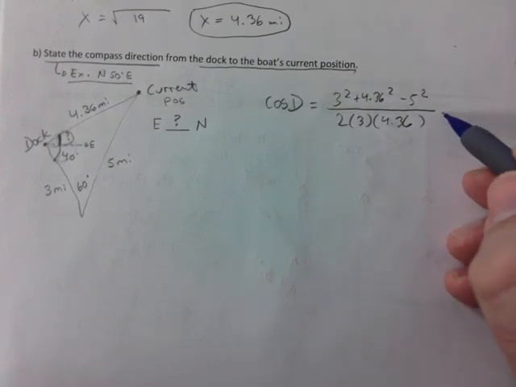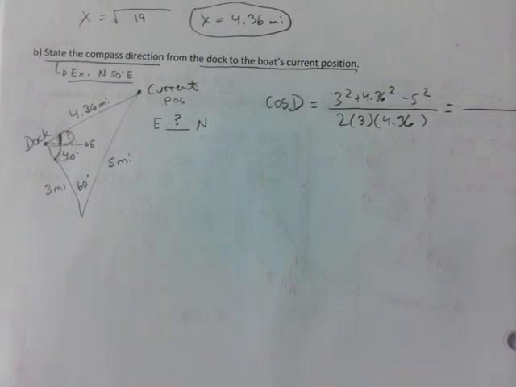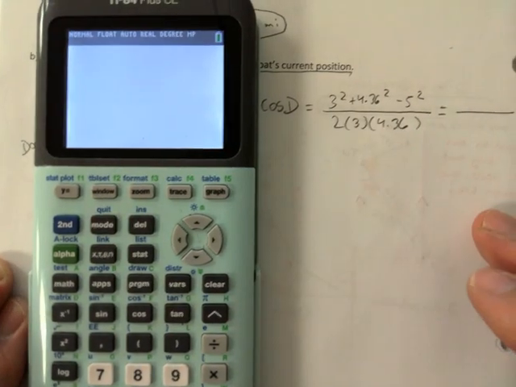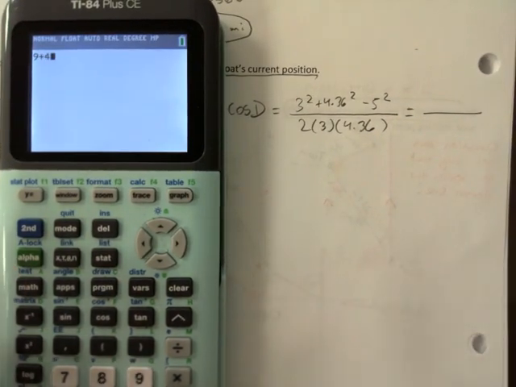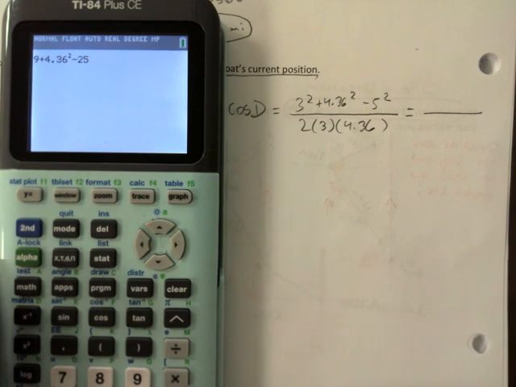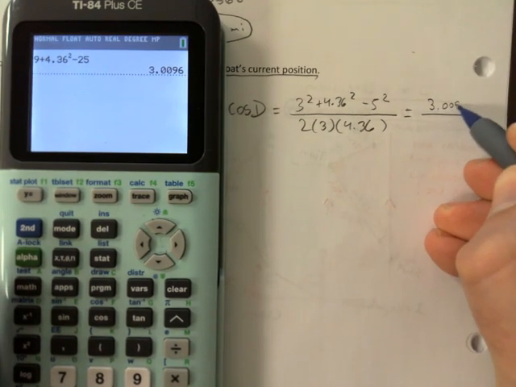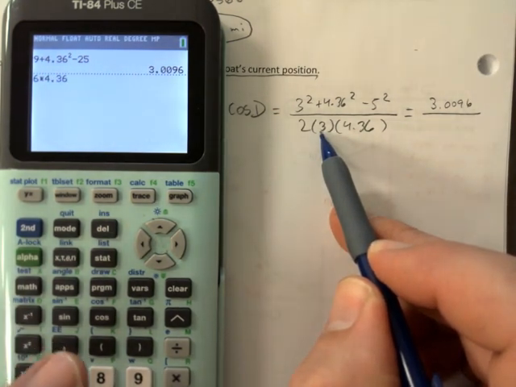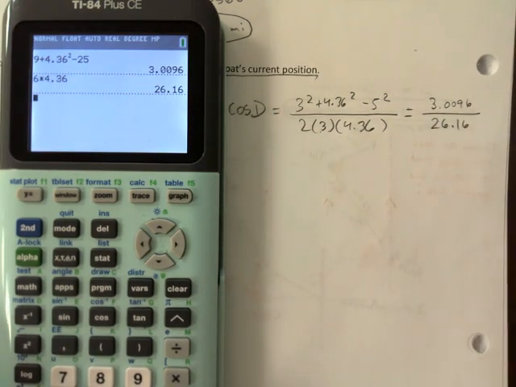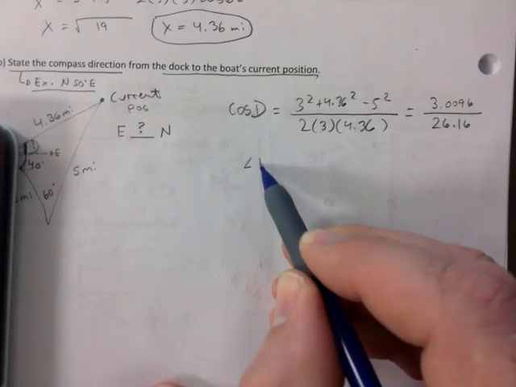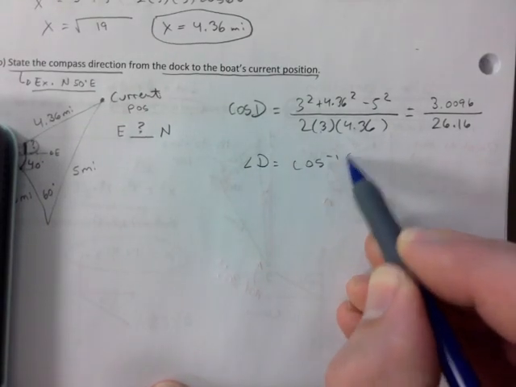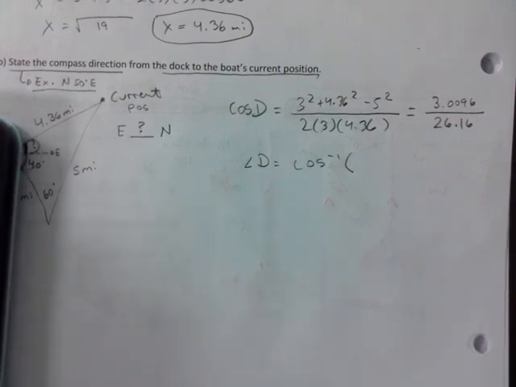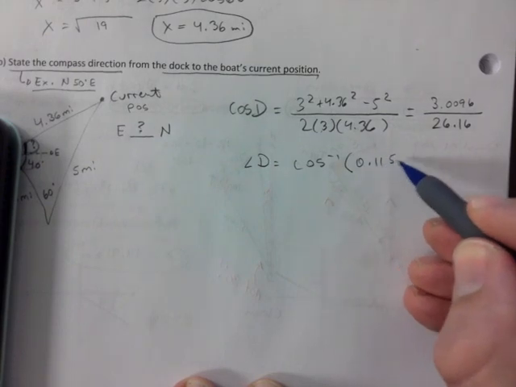I don't know the answer to this one, so I'm going to have to calculate this. I don't have this intermediate step. So that'd be 9 minus 25, 3.0096. And then at the bottom, it's 6 times 4.36. It's 26.16. So angle D would be cosine inverse of what I get when I divide these two. So 0.115 and something.